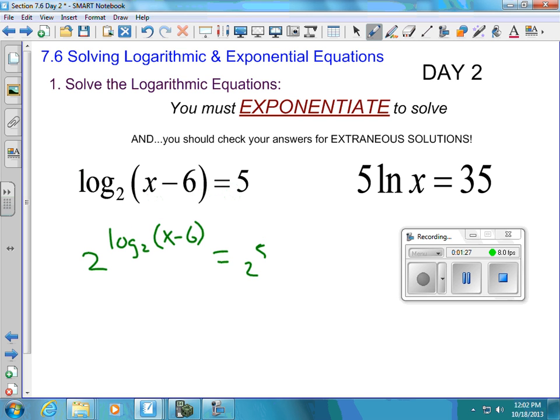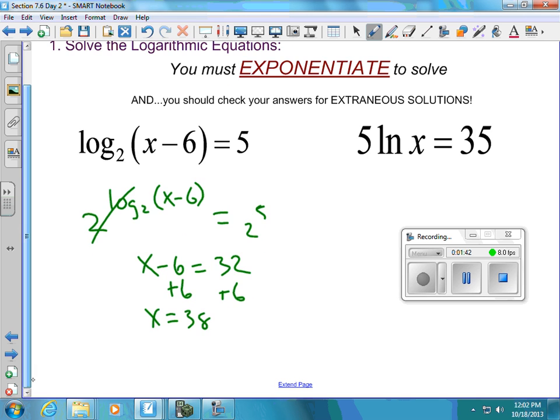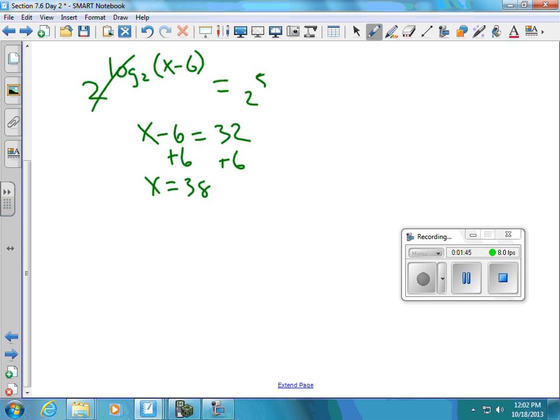Let's try that again. 2 to the log base 2 cancels out. We remember that from the other day. And we have 2 to the 5th power. 2 to the 5th power is simply 32. Now we can just add 6 to both sides. And I have x equals 38. Remember, we have to plug these answers back in to make sure we get an answer that makes sense.